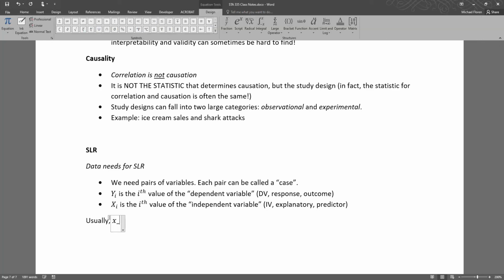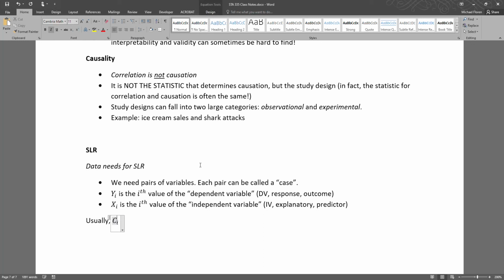Usually, x, and capital X for our random variable, is easier to get data on than y. Not always true. In fact, this is just a pattern. I should say usually, I should say if you can only get data on one variable, x tends to be that variable, which is why we construct our variables in this way. Because if we're going to predict something, we want to predict a variable that's harder to get information on using a variable that's easier to get information on.